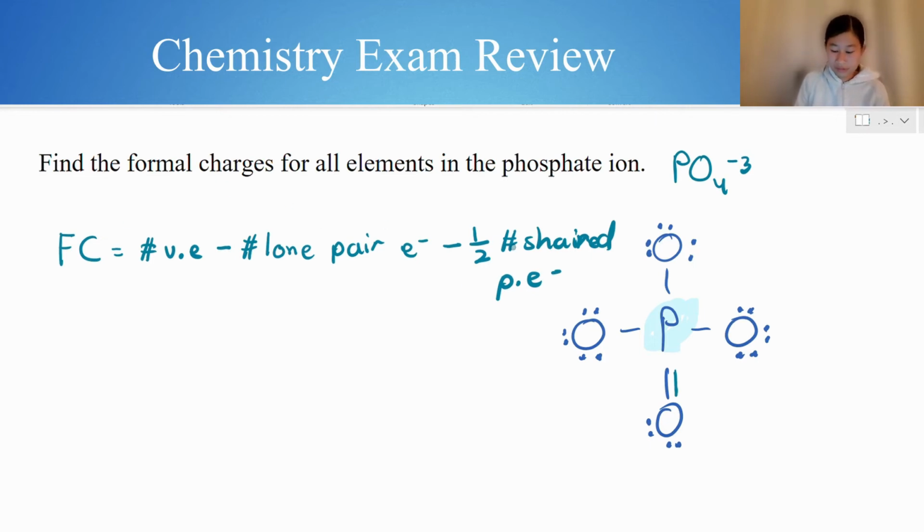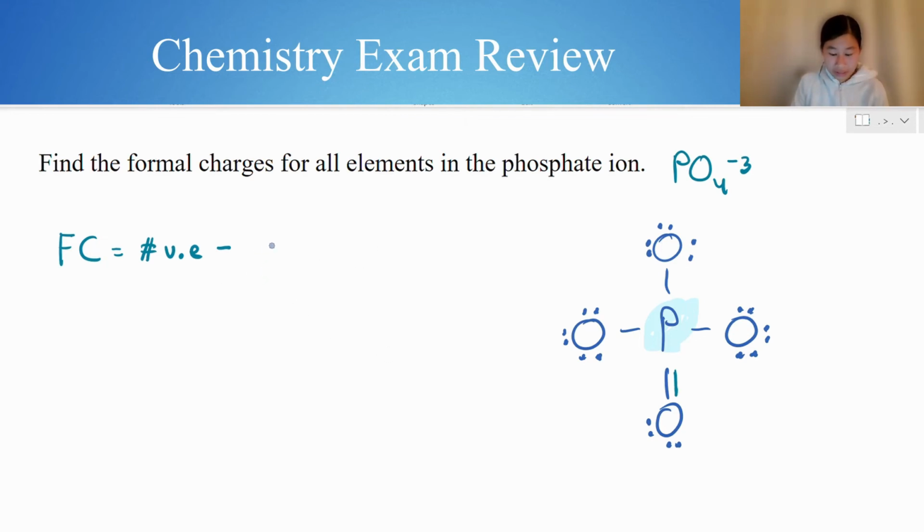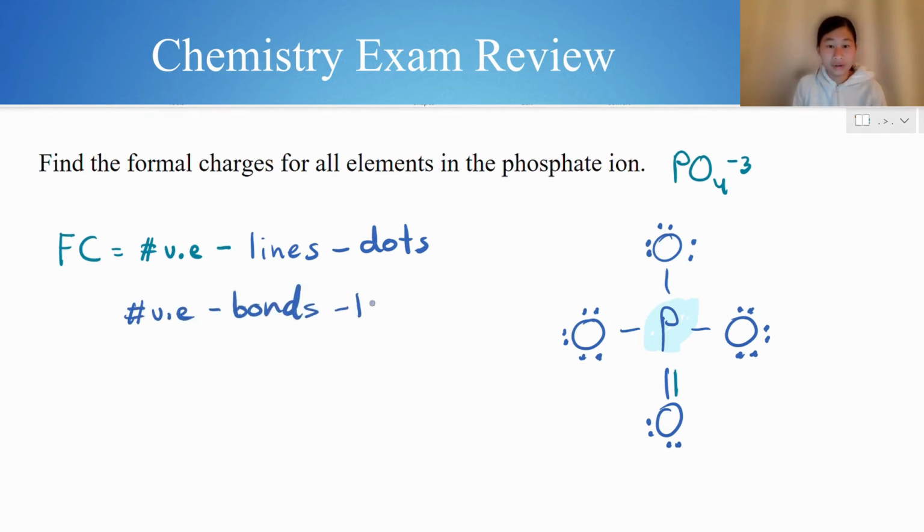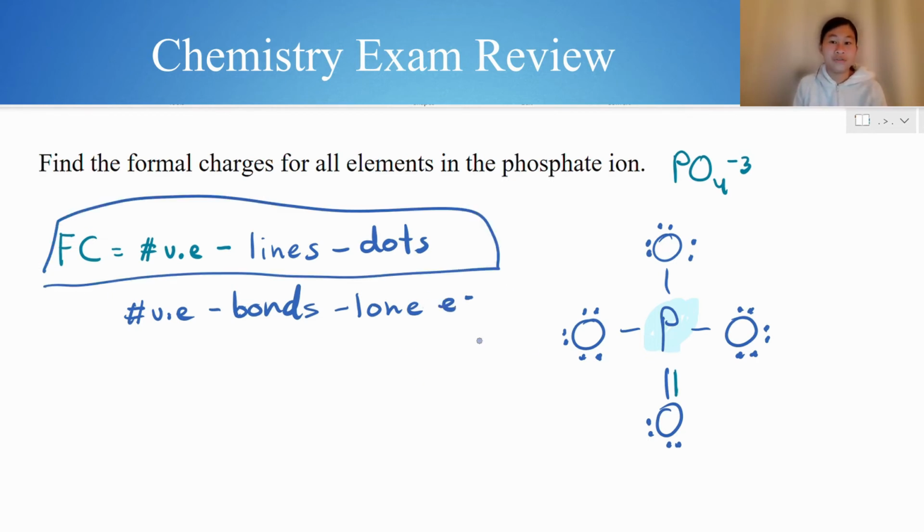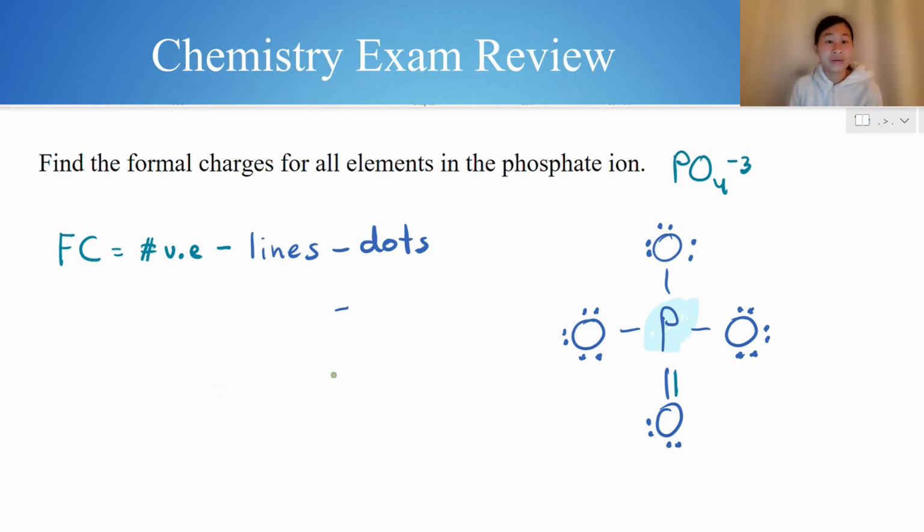Now, this is kind of messy, so I like to simplify this. So we will erase this. For me, formal charge is number of valence electrons minus lines minus dots, which means the number of valence electrons minus the bonds minus the lone electrons. This is the simplest I could get it down to. So number of valence electrons for that element minus the number of lines around it minus the number of dots around it. And the great thing about this is that it still equals the same thing as you would have got using the formula that I had shown before.